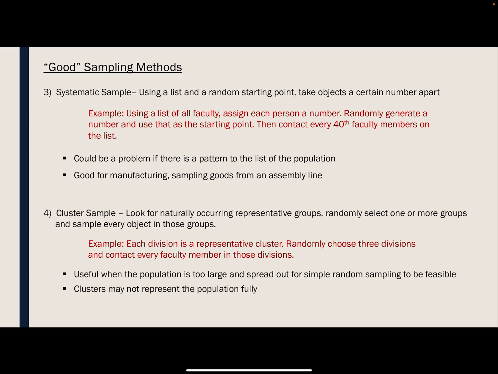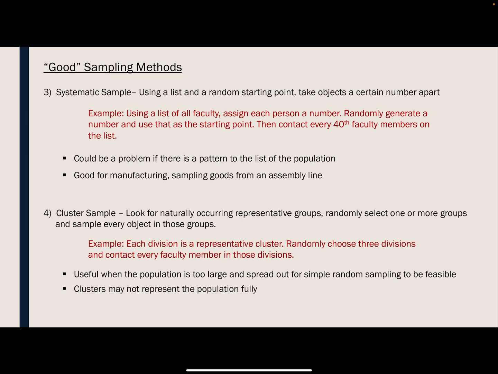Another type of sampling method is called a cluster sample. And this is usually mixed up with a stratified sample, which is on the next page. It's the next one we're going to look at. So I'm going to talk about these two types of sampling methods a lot.